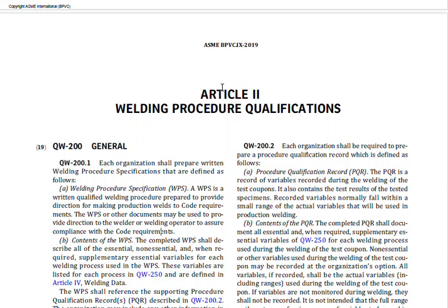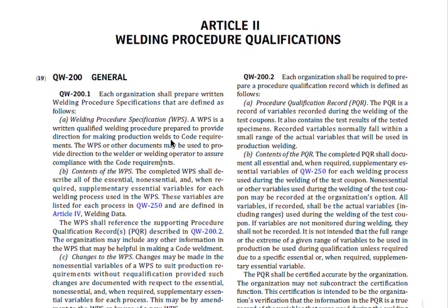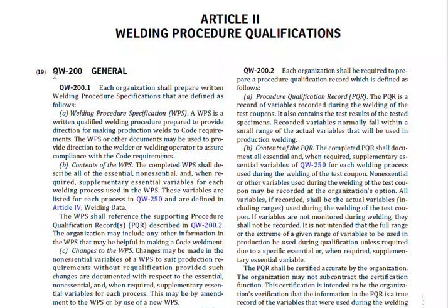If we have opened Article 2 here, welding procedure qualification is mentioned, and here it mentions QW2. QW refers to the welding section. That means Article 2 comes in the welding section.